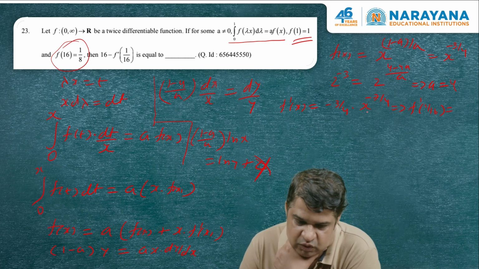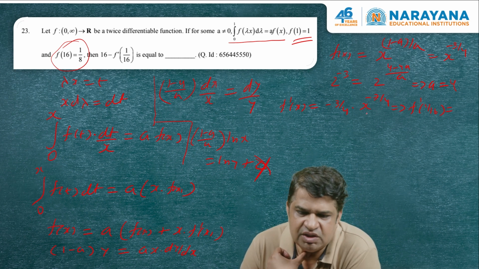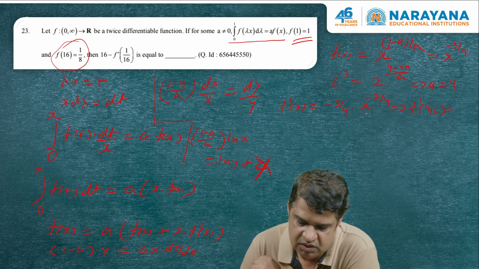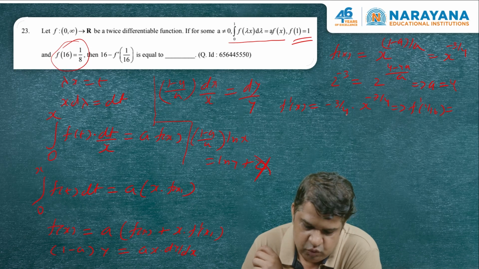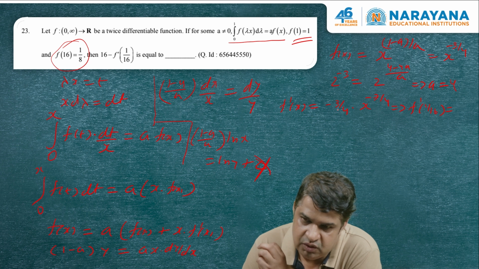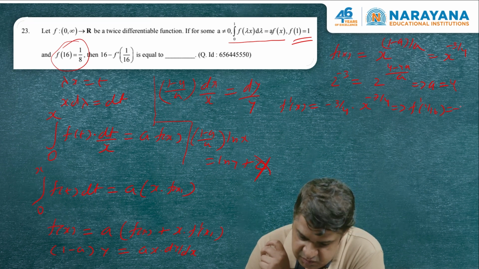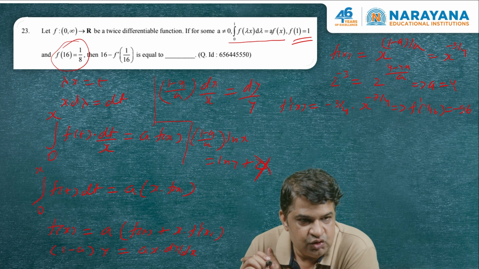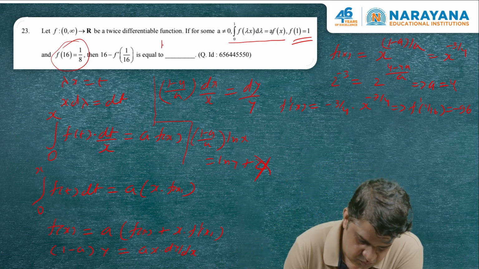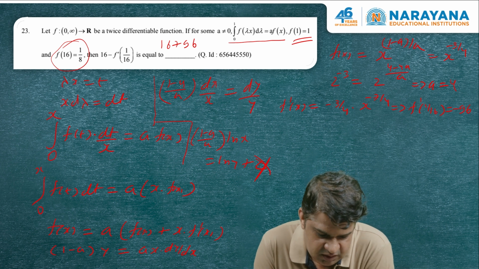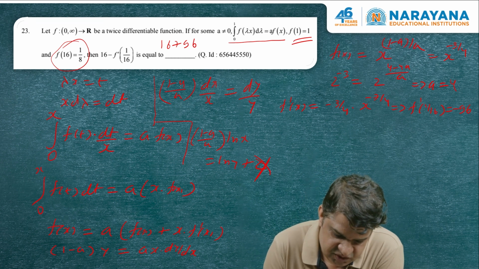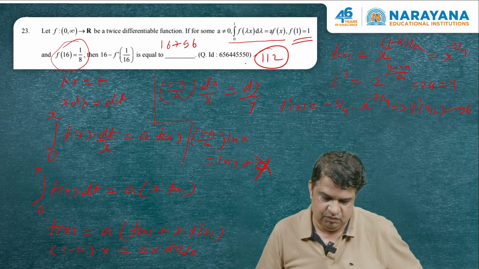So, put x equal to 1 by 16. 1 by 16 power minus 7 by 4 means 16 power 7 by 4. 16 power 7 by 4 means 2 power 7, 2 power 7 by 2 power 2, 2 power 5. 2 power 5 is 32, 32 into 3 is 96. So, it is minus 96. So, 16 plus 96. So, it will become 112. So, our answer will become 112.